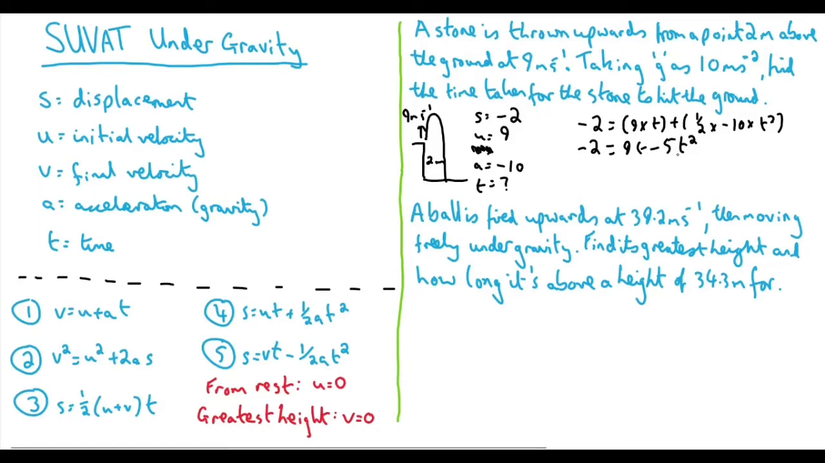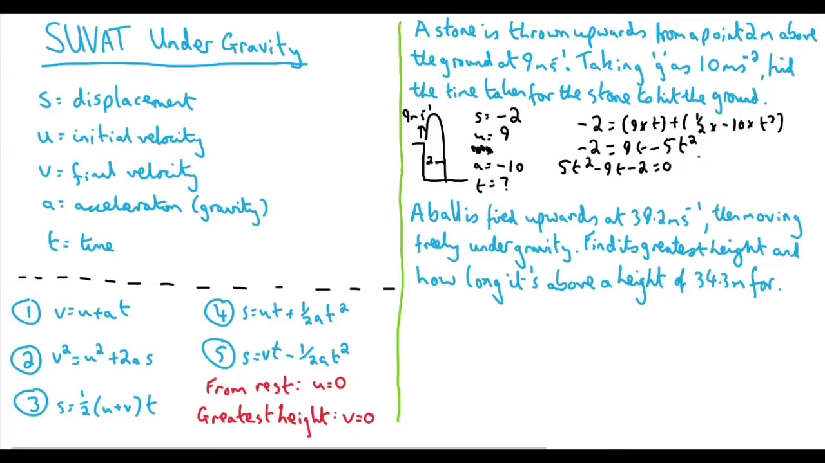And what we can now do is bring all this onto the same side. So minus 5t squared becomes positive, so plus 5t squared. 9t now becomes minus 9t. The minus 2 stays minus 2 because it hasn't moved. You now have a quadratic equation, and this you can solve either by factorising or using the quadratic formula.